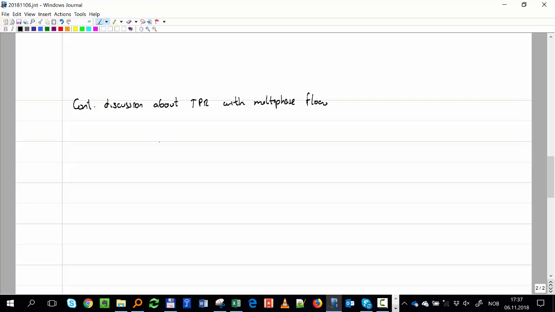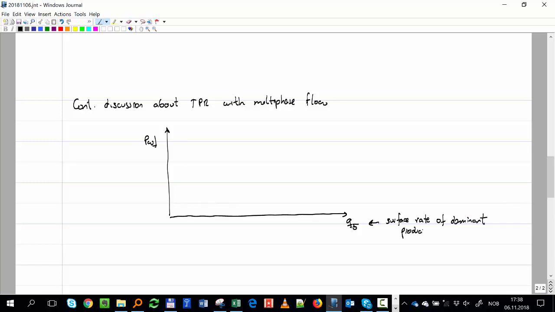Okay, now let's paint our equilibrium. We are doing now bottom hole PWF versus rate of oil. When we have multiphase, we normally use the rate of the dominant phase. If the GOR is very high, that's a gas well, and you should use gas. So this is the surface rate of the dominant product.